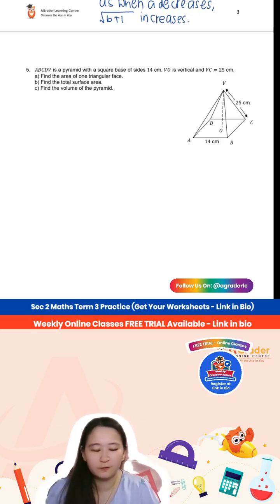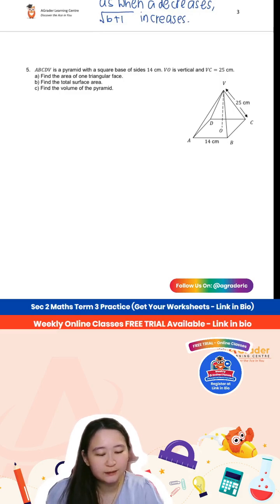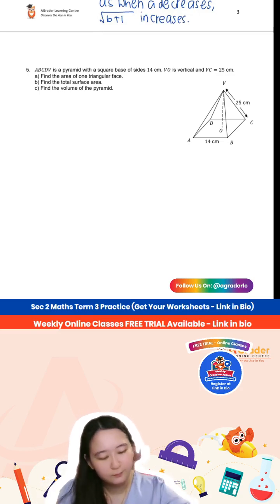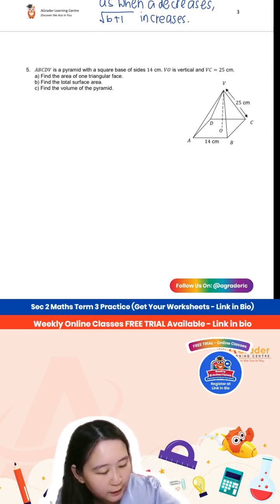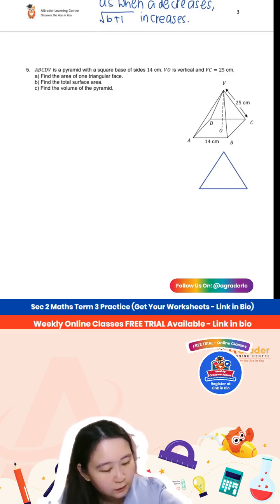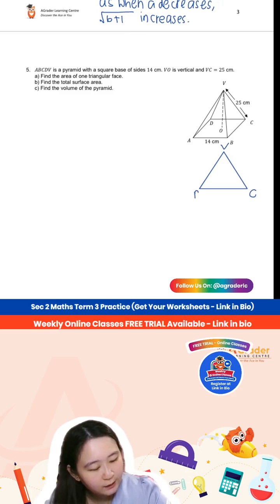Continue to find the area of one triangular face. Okay, we know that VO is the vertical height. VC is 25 cm, but take note here that VC is not the height of this triangular face. So what we can do is try to visualize this triangle here. VC, can you see the diagram? VCB in a 2D format.